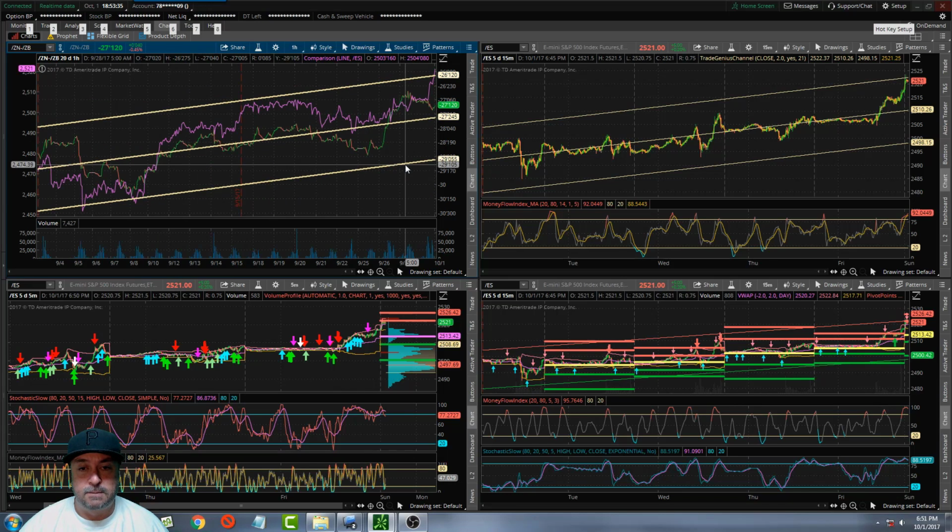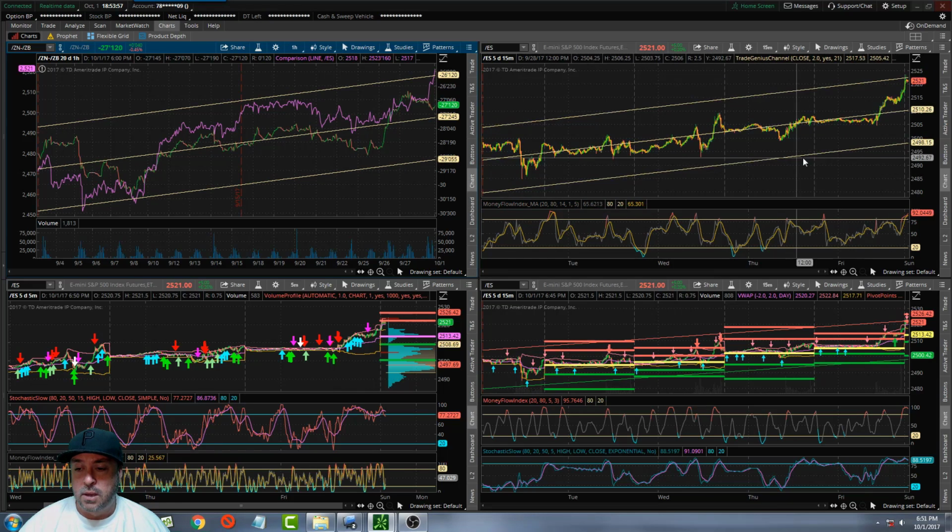Shorting the SPX isn't an exercise that many have much success with, especially in this environment with all of the central bank manipulation going on. But we are technically at a spot that looks like we could get some consolidation or a small pullback. So we'll see how that plays out.